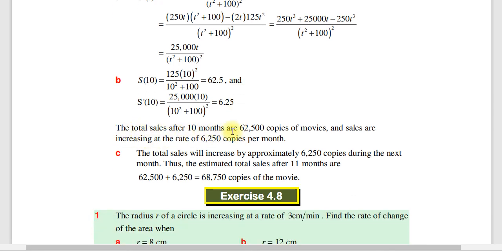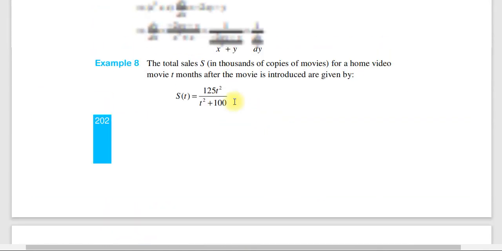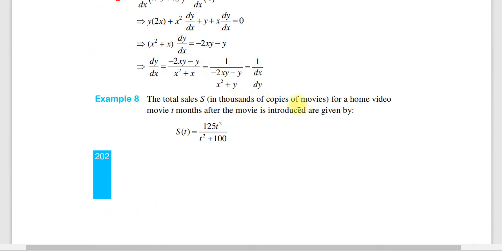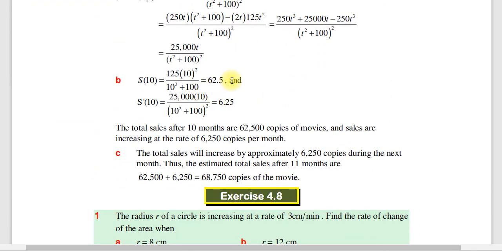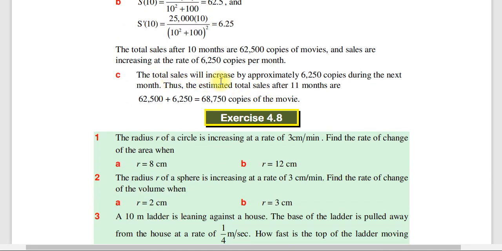So the total sales after 10 months are 62,500 copies of the movie, and sales are increasing at the rate of 6,250 copies per month. Now we were given 6.25 and 62.5, but the values are 62,500 and 6,250 because the given values are in thousands of copies, so we multiply by 1000. For part c, the total sales will increase by approximately 6,250 copies during the next month.